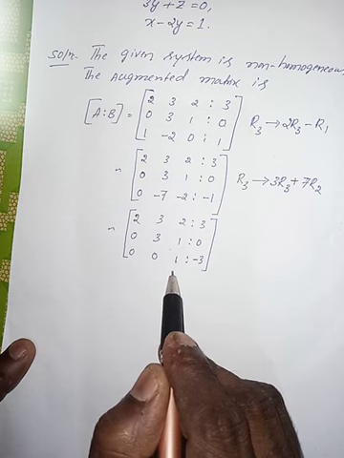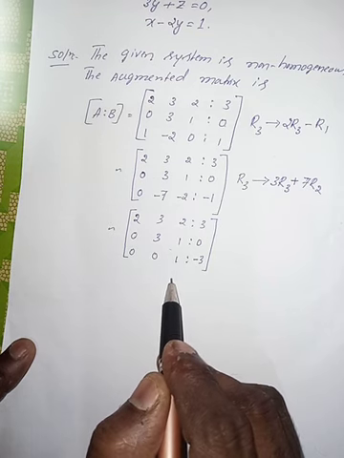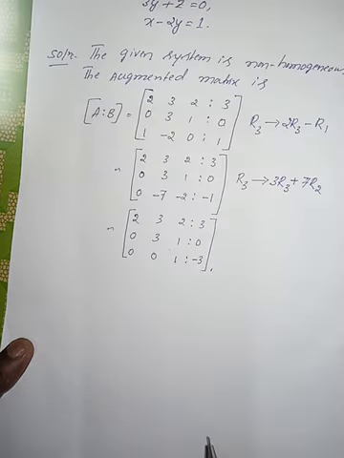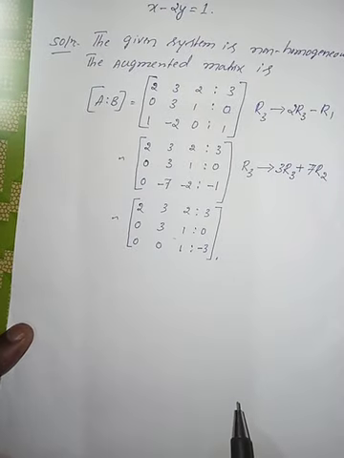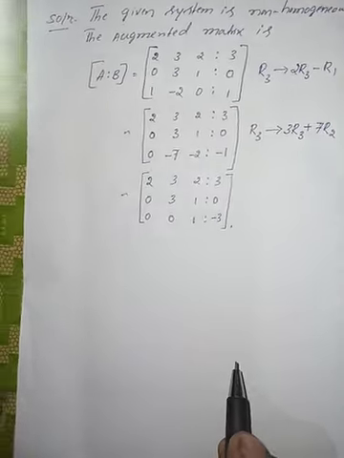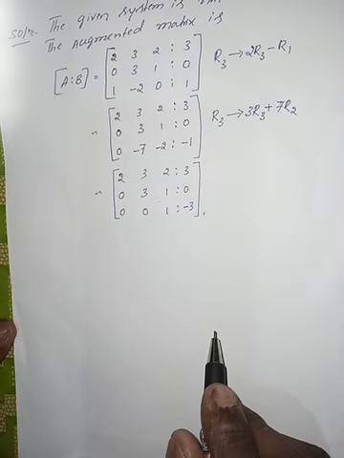We have to make the elements below it 0, but there are no entries. Therefore this will be in echelon form. So now that you know the matrix has come to echelon form, next you have to write the rank of A and the rank of A:B.